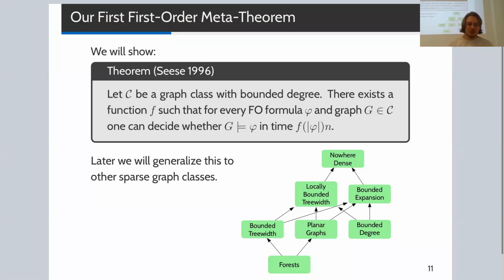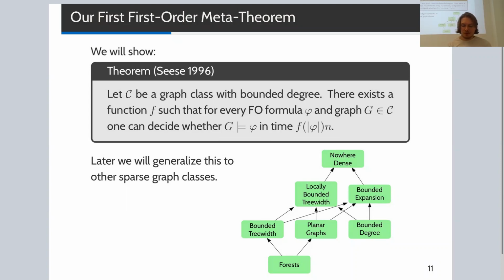So the statement is we have a graph class C with bounded degree, and then there exists a function, going to be a runtime bound, that depends on C. And you can evaluate a first order formula phi on a graph G from the bounded degree graph class in FPT time. So the running time will be some function of the length of the formula times n. So in particular, every fixed formula can be evaluated in linear time. So every problem expressible in first order logic can be solved in linear time on bounded degree graph classes. Okay, so this is the statement that we want to prove.